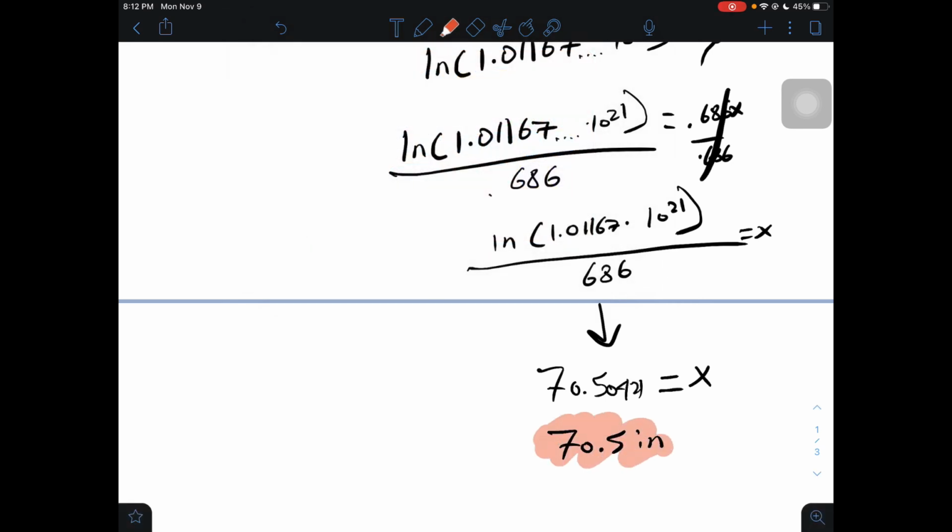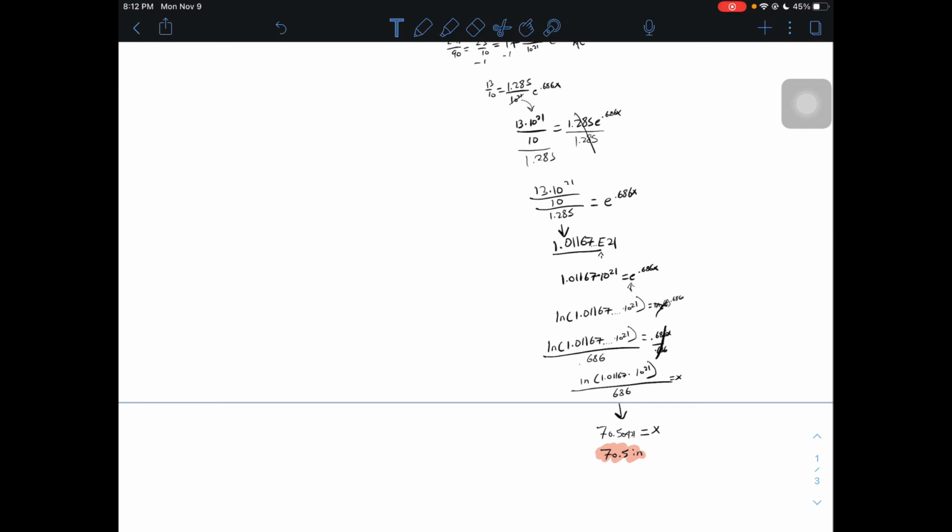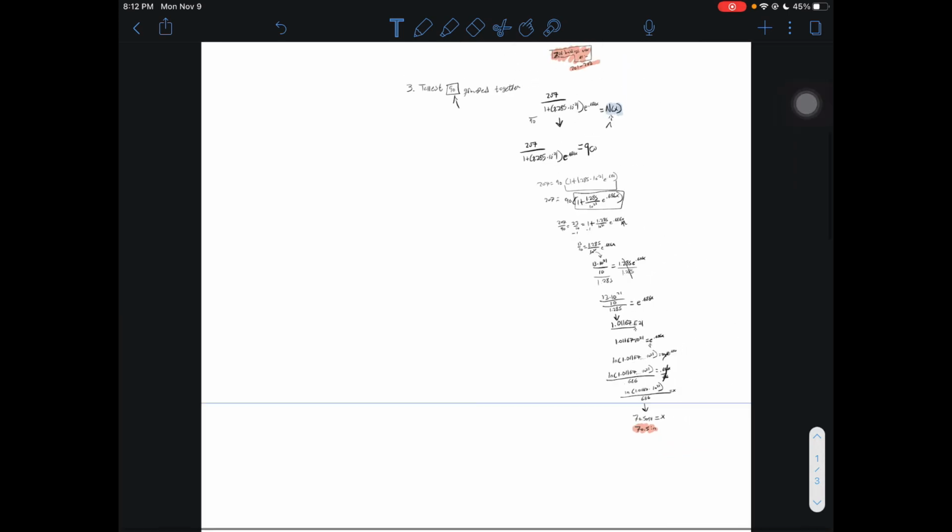And that is how we would find the lowest height out of a group of 90. You could substitute any number you want out of the group, and that's how you do it.